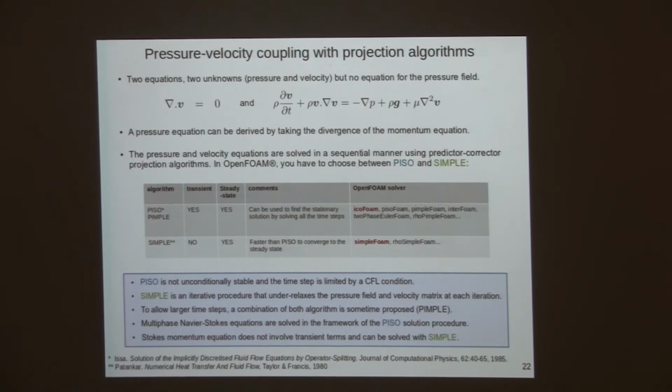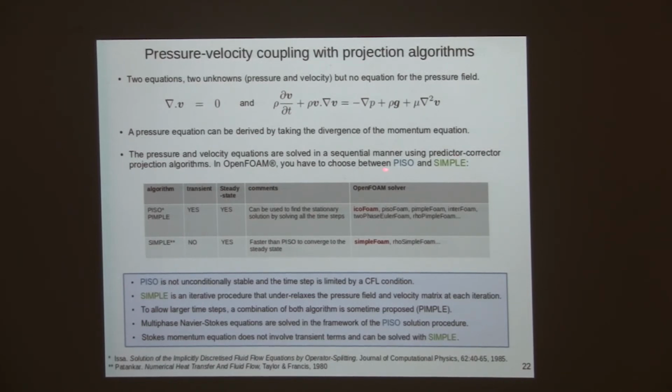What else? So yes, it's based on the predictor-corrector algorithm. First we predict a velocity, we guess a velocity, then we solve the pressure equation that has been derived by applying the divergence to this equation. We have a guess of the pressure, then we correct the velocity. Eventually, we iterate around this algorithm to go to the solution.